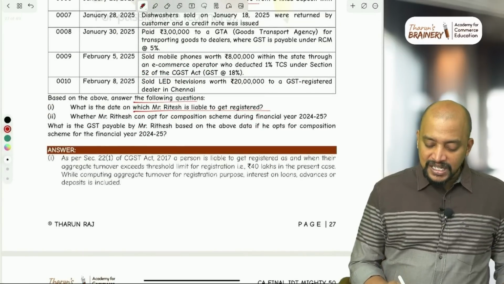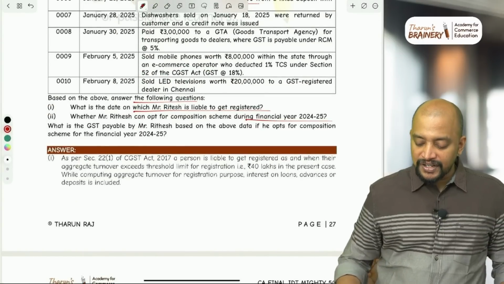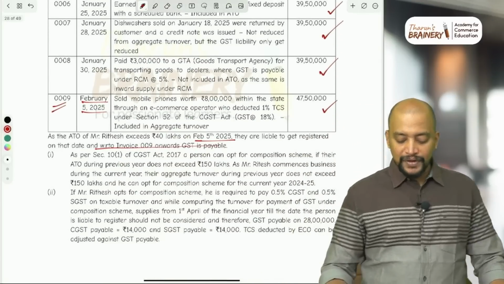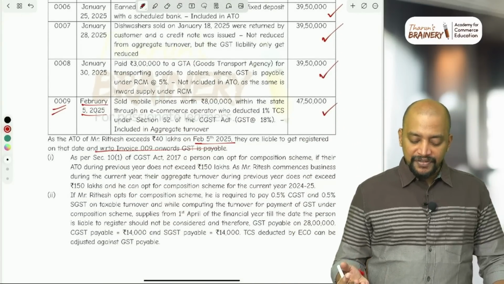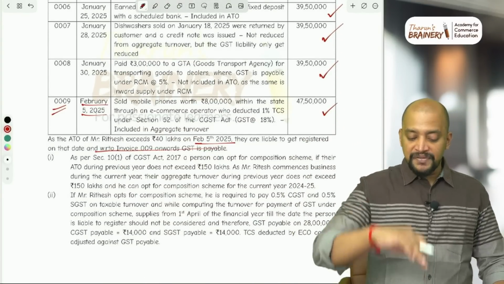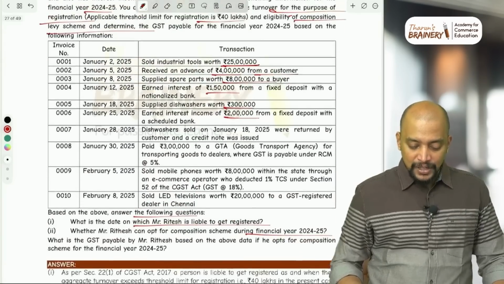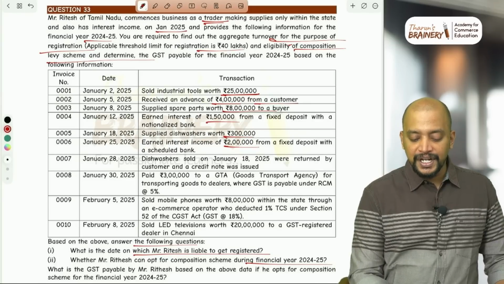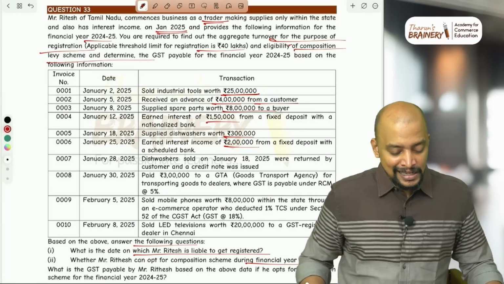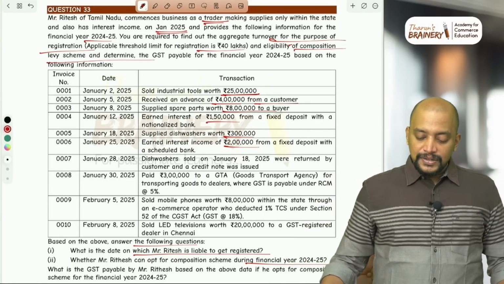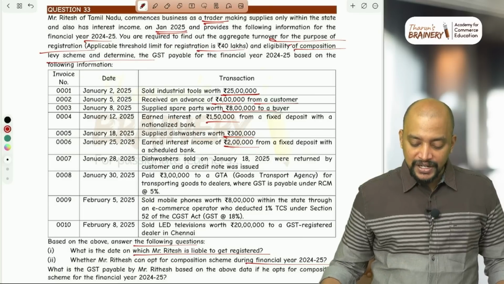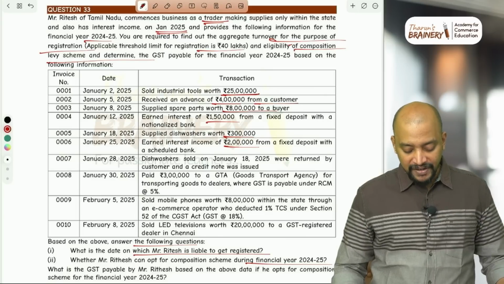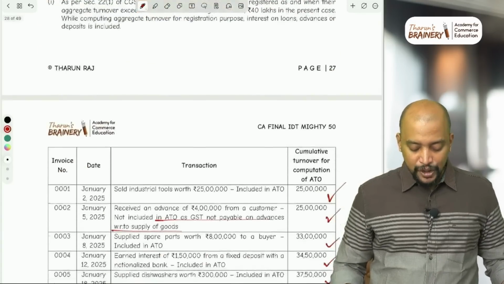Second, whether Mr. Ritesh can opt for composition scheme during the financial year 24-25. So for 24-25, we need to check the previous year. This year only they commenced a business, in January 2025. Following is the information for the financial year 24-25. So if you see, for 24-25, definitely they can opt for composition scheme.